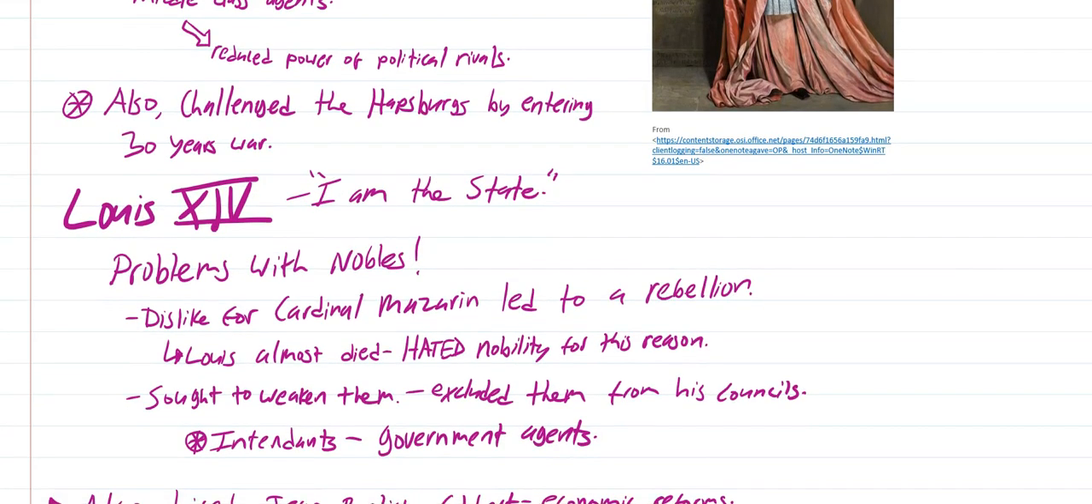So Louis XIV ends up emerging in this. Cardinal Richelieu is in power, but eventually Richelieu is going to pass on, and you're going to have a new cardinal named Cardinal Mazarin. Cardinal Mazarin is going to come into the fray during the reign of Louis XIV.